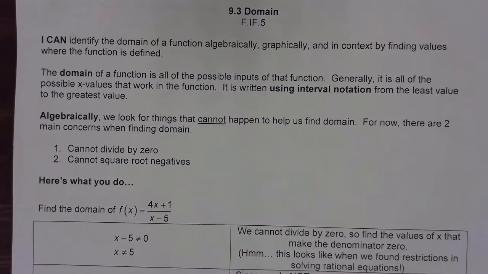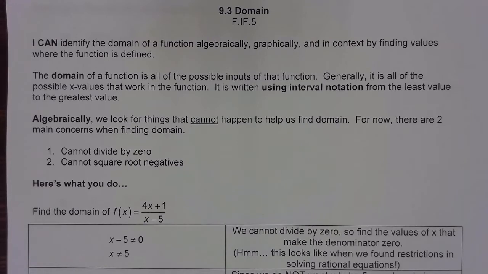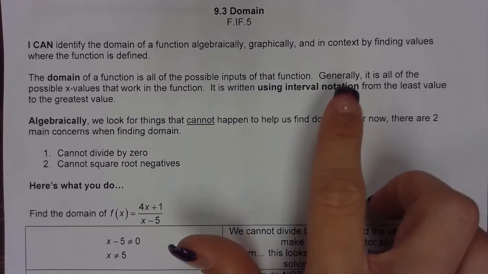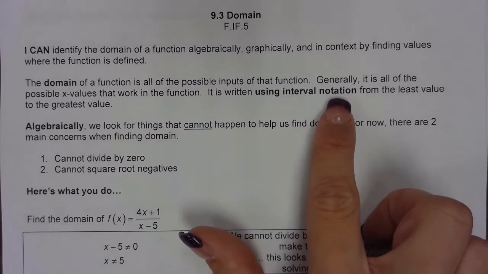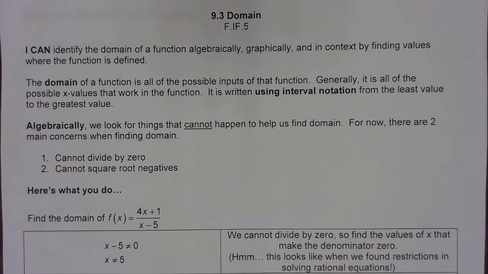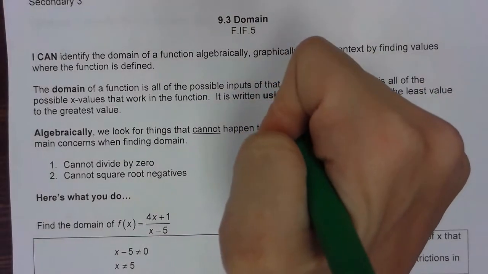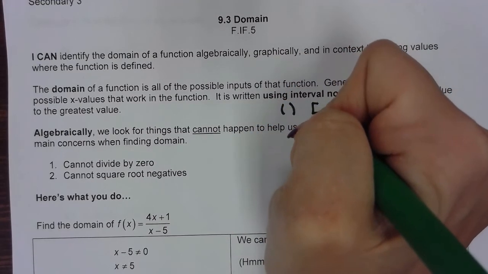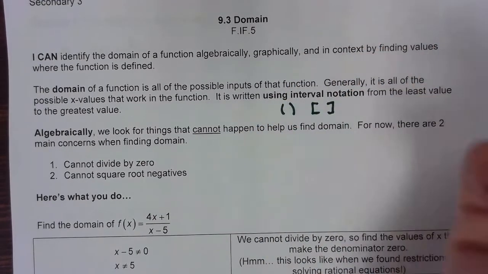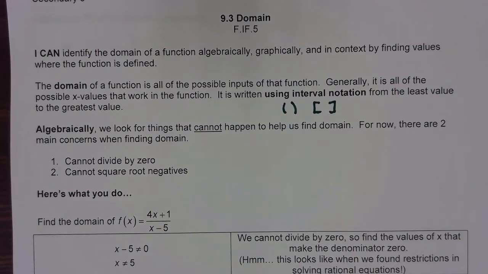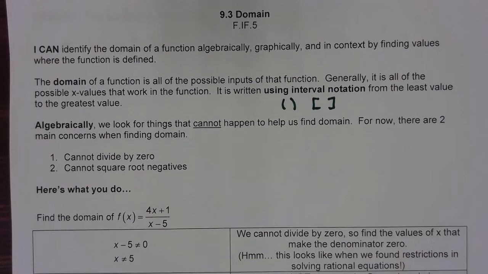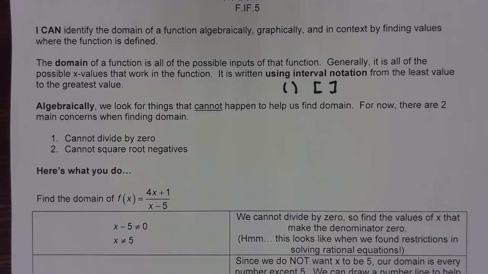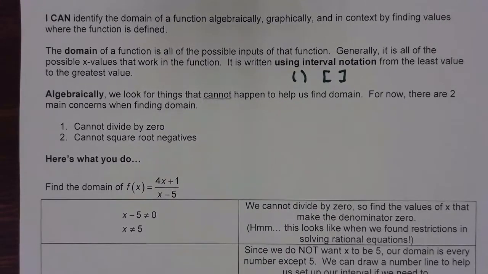Alright, so the domain of the function is the inputs. So from left to right, how far? And we do it in interval notation. Now be careful with interval notation because we want to remember that we have to justify whether we're using parentheses or brackets. Okay, and one side could be parentheses, the other side could be a bracket. It's okay.